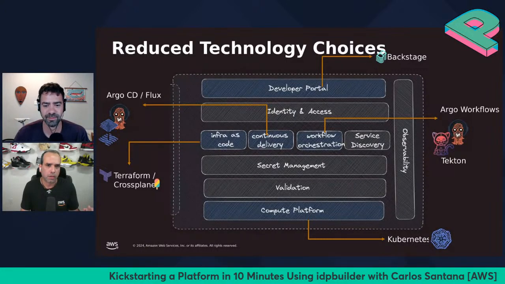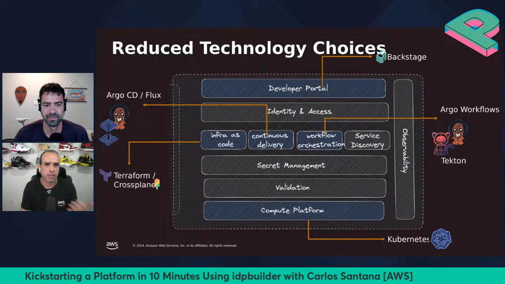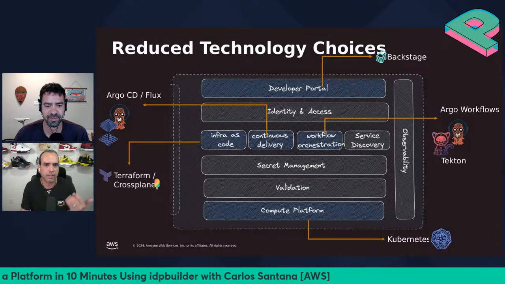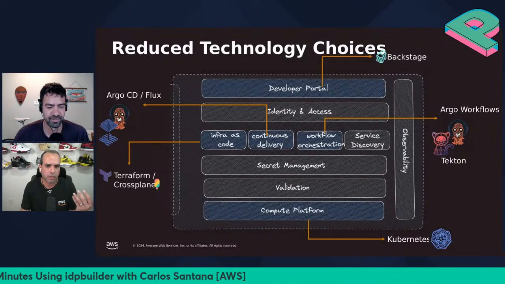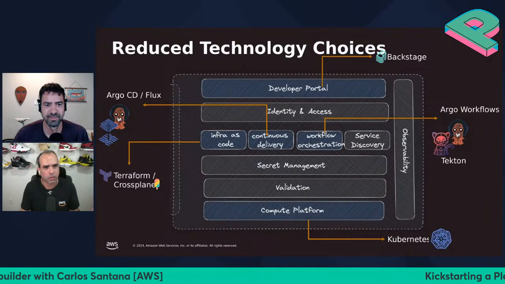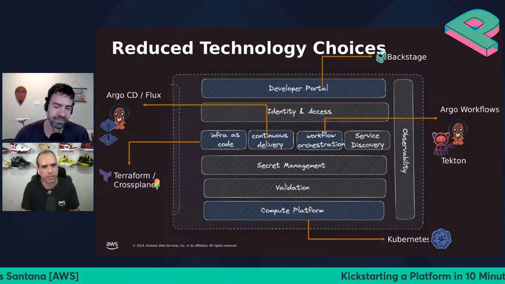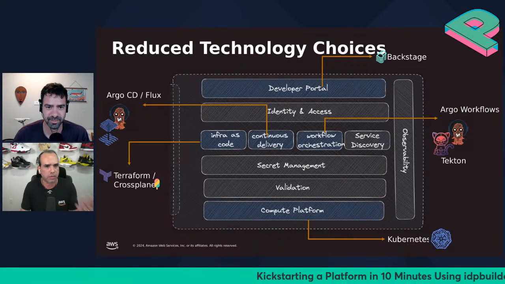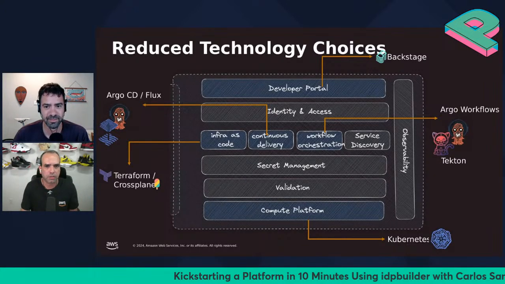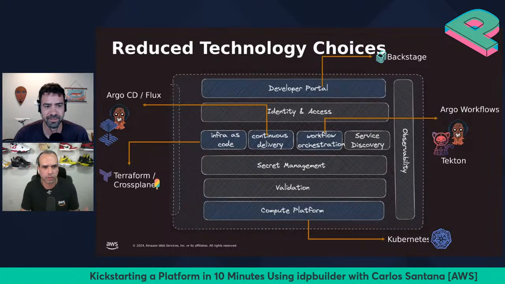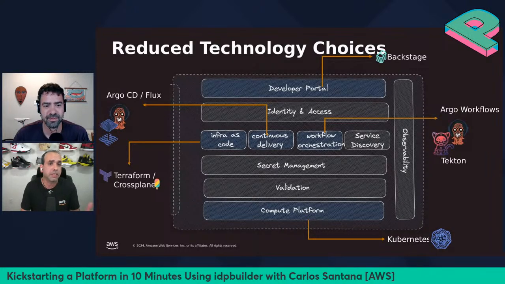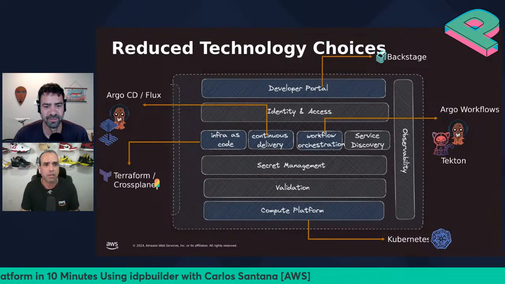So the idea is to choose some technologies, and then go from selecting technologies into, let's build a distribution with this technology. So in this case, I'm showing some of the capabilities for continuous delivery, which will be GitOps. Everything is on Kubernetes, I would say.